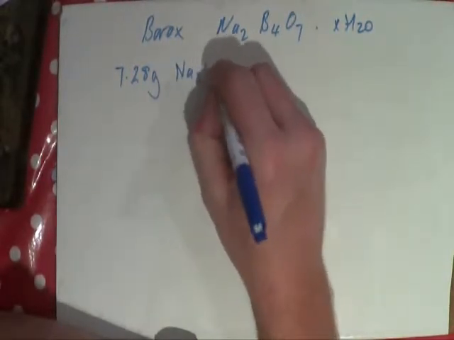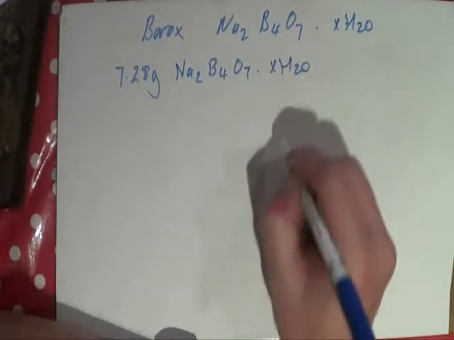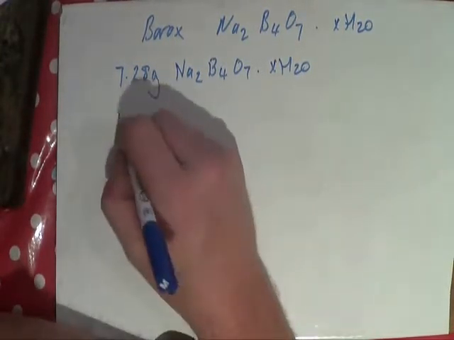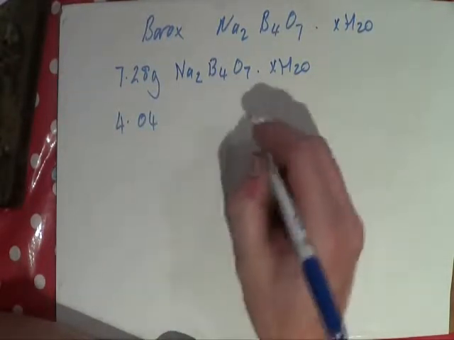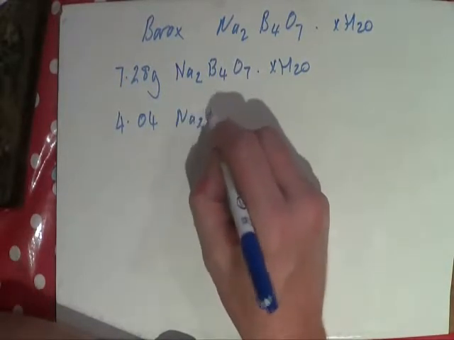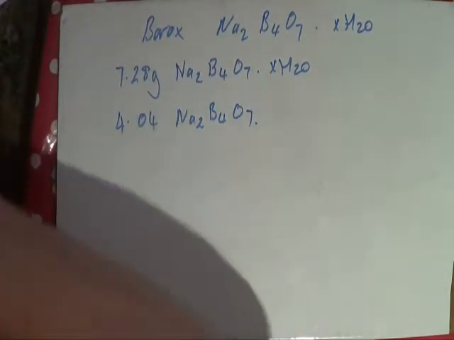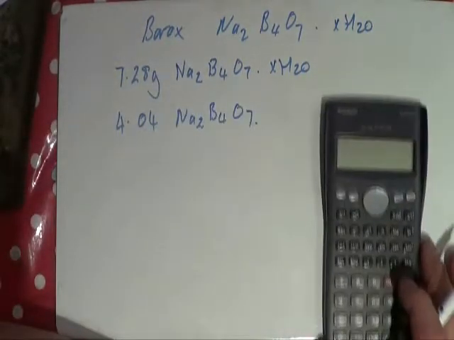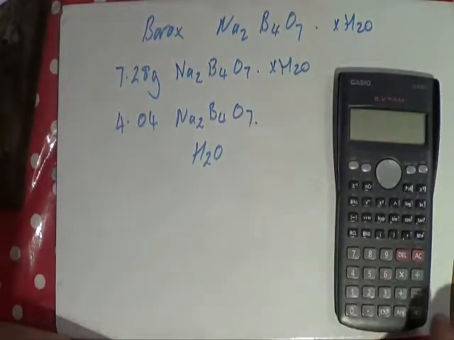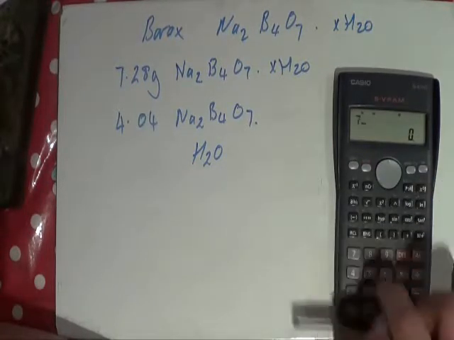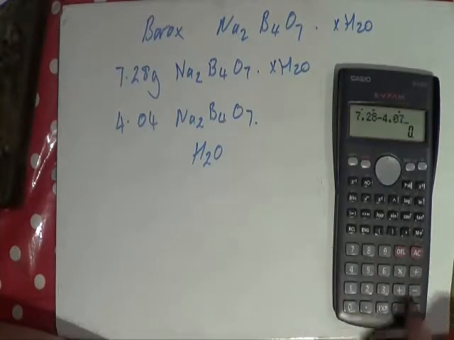The examiner here has told us that we started off with 7.28 grams of hydrated borax, Na2B4O7.XH2O, and he's told us that we've ended up with 4.04 grams of the anhydrous borax. Anhydrous obviously means without water. So we need to do our calculations, and the first thing we're going to work out is how much water was actually lost, and that's pretty straightforward: 7.28 minus 4.04.